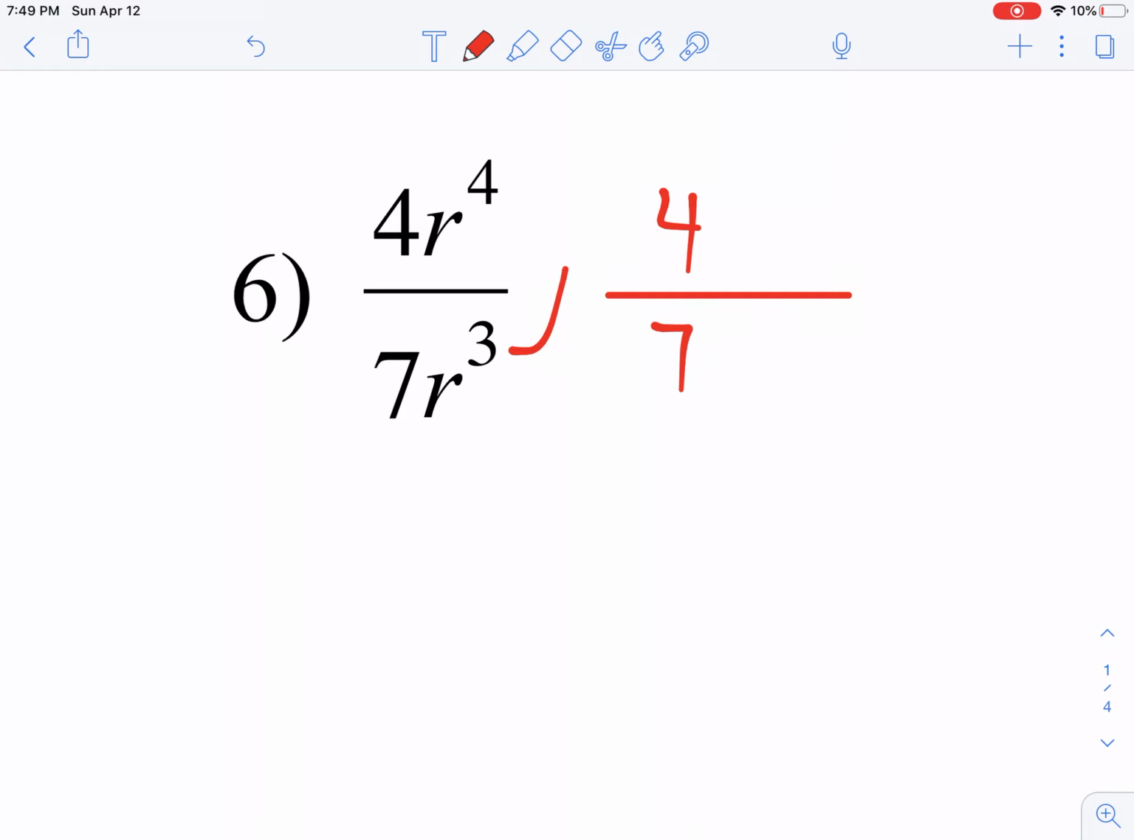And this time, the exponent on the bottom is smaller, so we're going to subtract the 3 from the top. Well, r stays on top. 4 minus 3 is 1. Remember that we don't have to write this exponent because it's a 1. We assume that it's there already. So this problem can be rewritten as 4r over 7.